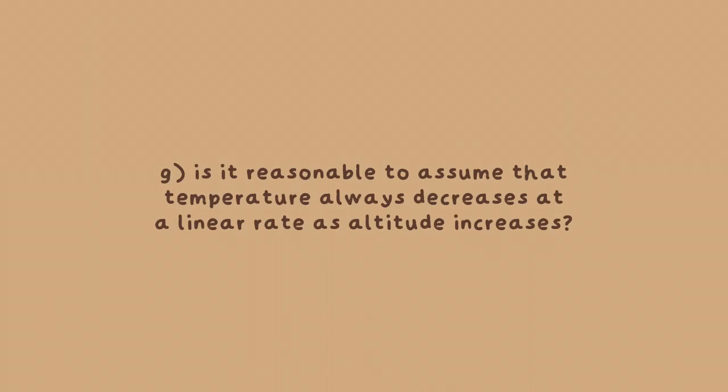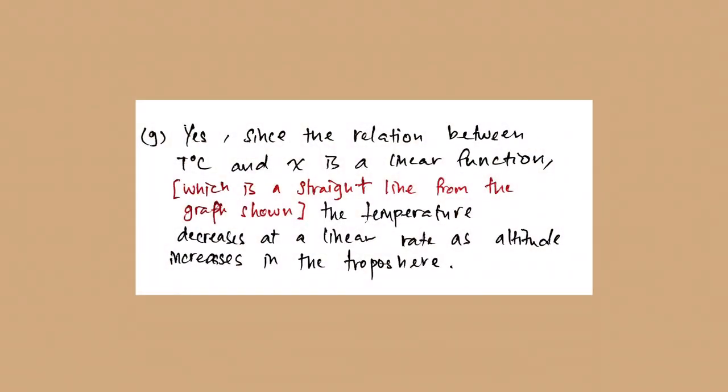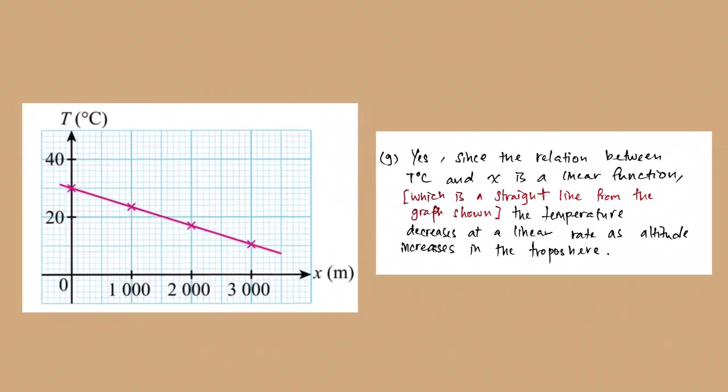Question G. Is it reasonable to assume that temperature always decreases at a linear rate as the altitude increases? Yes. Since the relation between T and x is a linear function, the temperature decreases at a linear rate as altitude increases in the troposphere. This means the relation of T and x is a linear function because we can see from the graph it is a straight line. When a straight line occurs, it is a linear function, which means there is a relationship between T and x.